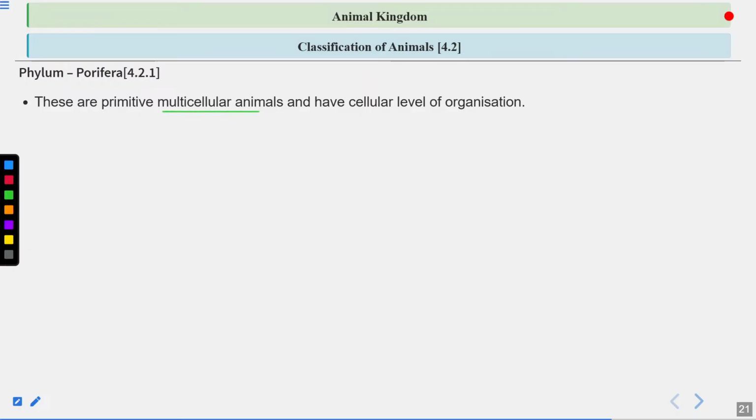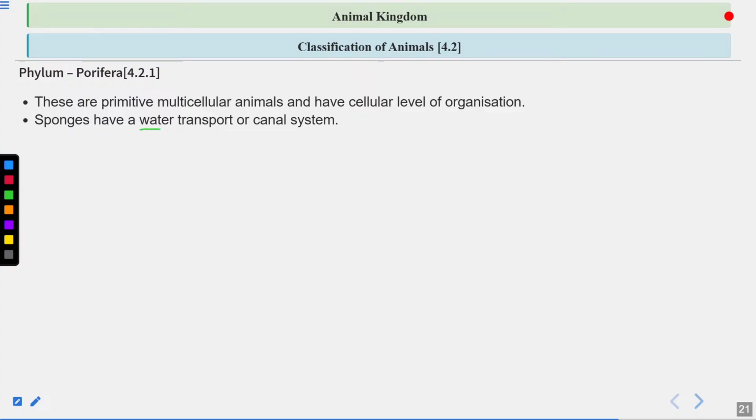These are primitive multicellular animals and have cellular level of organization. All the organisms are multicellular, but they are primitive. Primitive means very old organisms, right? They are multicellular, but what type of organization we see here? Cellular level of organization. They are not free swimming. They are attached to the ground, means they are sessile. The particular term you use for this attached organism is sessile.